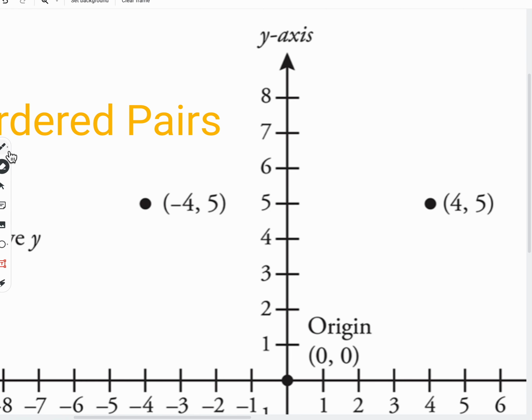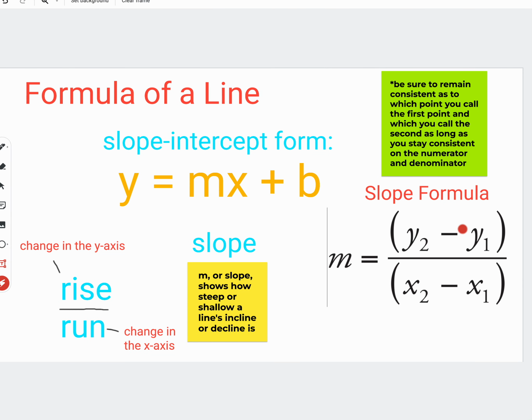We can use our formula by labeling these. This can be x1 and y1. This pair can be x2 and y2. We just need to be careful that we understand which one we've labeled the 1s and which ordered pair we've labeled as the 2s. As we see in our formula here, y2 minus y1 divided by x2 minus x1 will get us our slope, or m. M is slope.